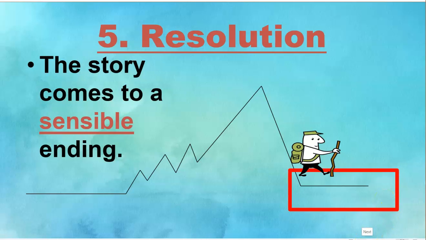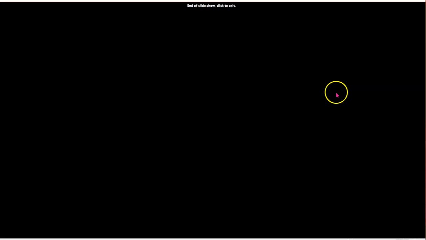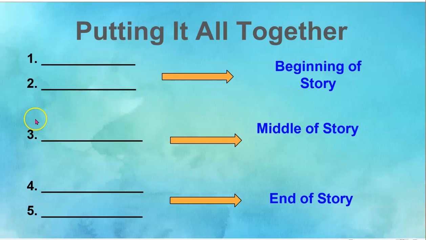Okay, so those are your 5 steps. So what you're going to do here is put it all together. These are going to correlate. Numbers 1, 2, 3, 4, and 5 are literally the blanks that I had you already answer. So step 1 would be your exposition. Step 2 would be your rising action. And those come at the beginning of your story. Okay, whoops. Let me go back. Step 3 is your climax, and that's the middle of the story. And then step 4 and 5, 4 is your falling action, and 5 is your resolution. And those are what make up the end of the story.